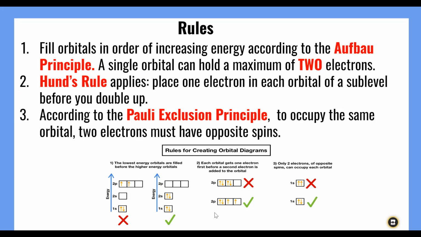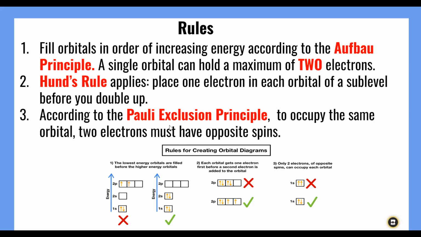You see when you get to the p orbital, you see what happened here. There were 4 electrons to be filled up. You don't start 2 and 2 here, which is this. This is wrong. So you have to follow the rules. You put 1, 1, 1, and you go back and fill them. And that's Hund's rule. Place 1 electron in each orbital of the same sublevel before you double them up.